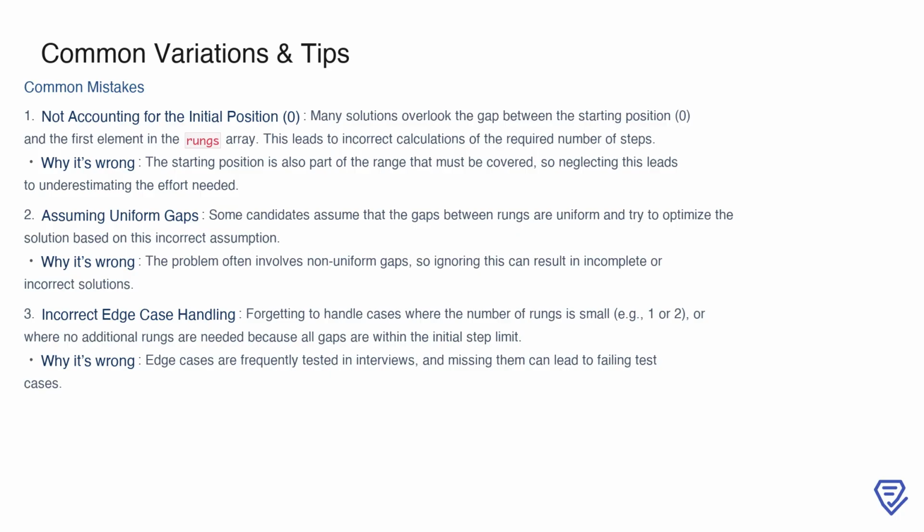Next, some assume the gaps between rungs are uniform, which simplifies the problem incorrectly. In reality, the gaps are often non-uniform, and making this assumption can lead to incomplete or invalid solutions. Finally, handling edge cases improperly is another frequent mistake. For instance, scenarios with very few rungs or gaps that don't require additional steps can trip up solutions that lack thorough testing for such situations. These edge cases are often emphasized in interviews, so missing them can result in failing key test cases.